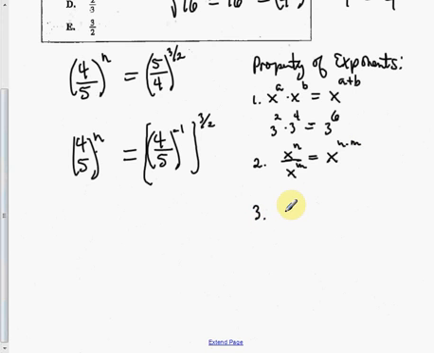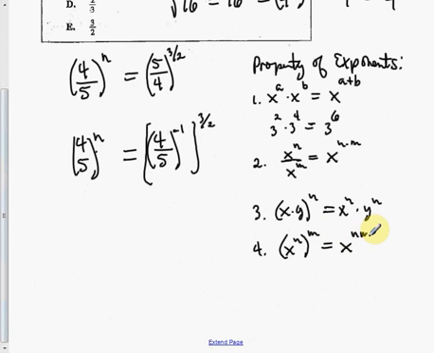The third one says that if I have x times y raised to the nth power, I raise each term inside to the nth power. Number 4 says that if I have x raised to the nth power, and that's raised to the mth power, I multiply the powers. This becomes x to the n times m. Number 5, x to the negative n is equal to 1 over x to the n. You flip it. That's what we're doing here.